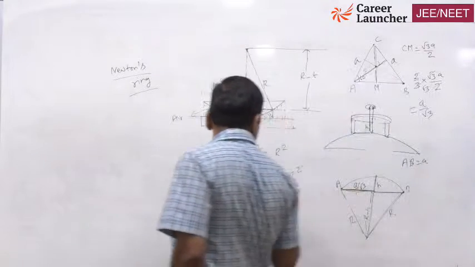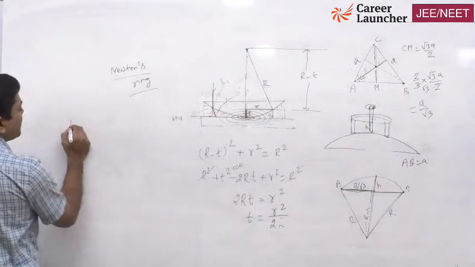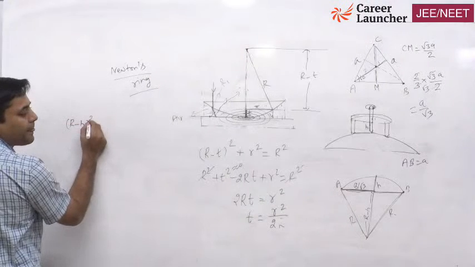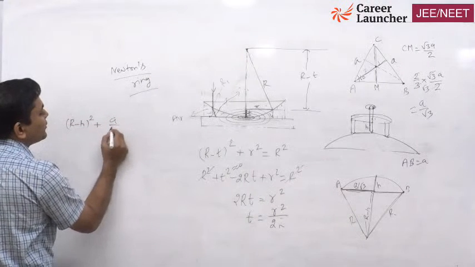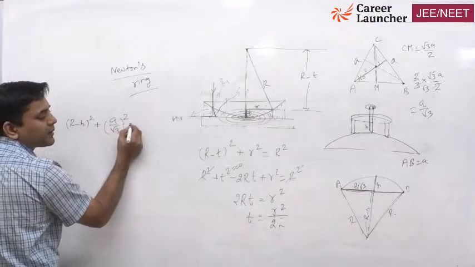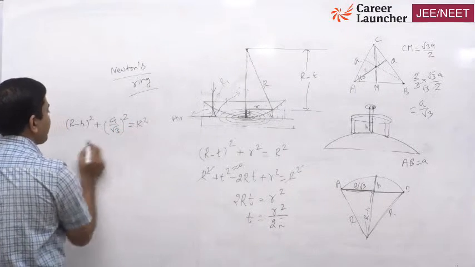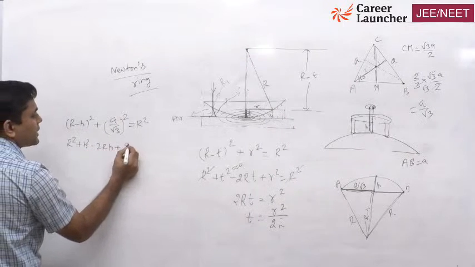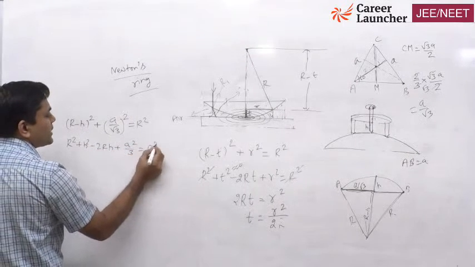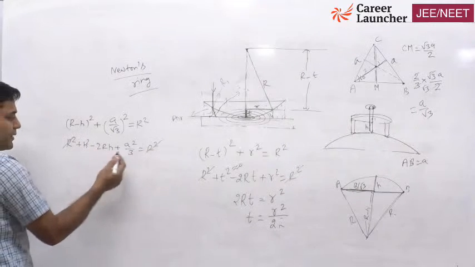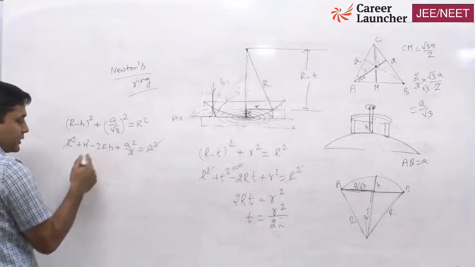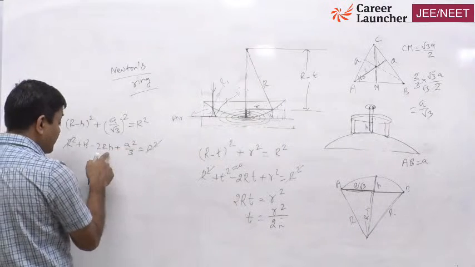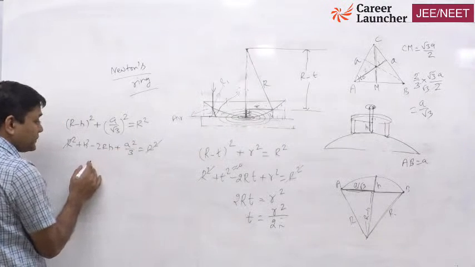Similarly, you can write the expression over here as (R minus H) the whole square plus (A by root 3) the whole square equal to R square. That is R square plus H square minus 2RH plus A square by 3 equal to R square; R square cancels out. So here you can calculate the value of A or H.